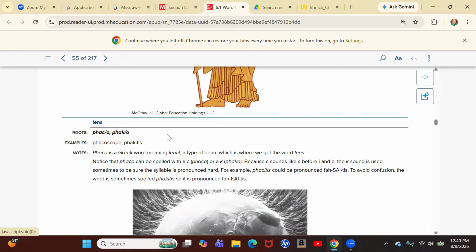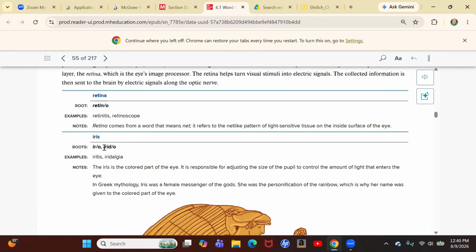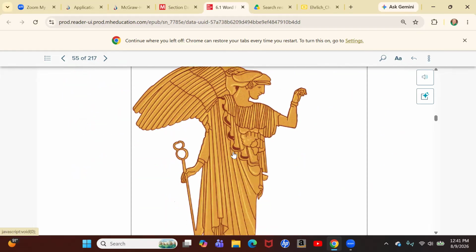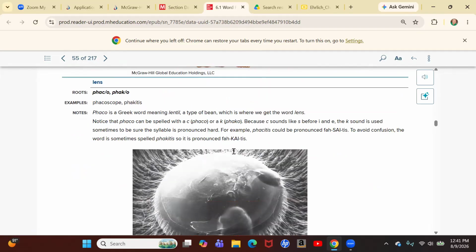You have the term iris. So you have iro or irido. This is the colored part of the eye that is adjusting the light and adjusting the pupil, the size of the pupil. And you see that origination there of where that came from.